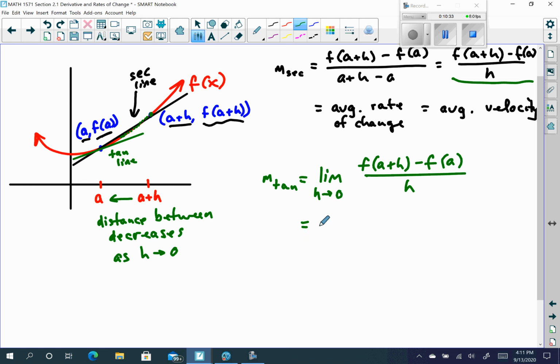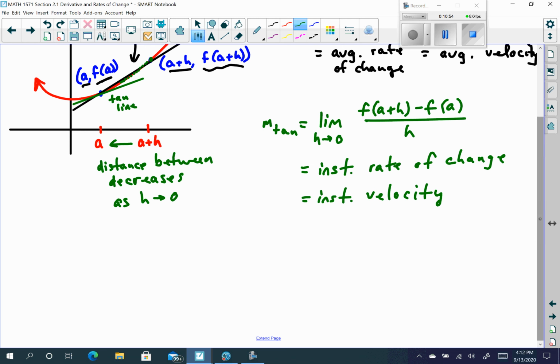This is known as the instantaneous, I'm going to abbreviate it this way, instantaneous rate of change, also known as the instantaneous velocity. So now we don't have to go through a table and start calculating all of these slopes to see what they're approaching here. Now here's a new notation though. This is also equal to f prime of a. This is the notation for a derivative.